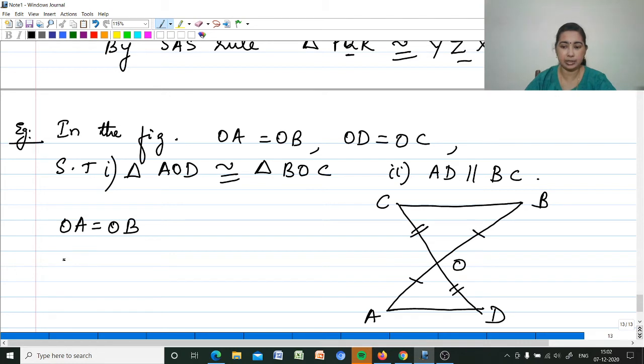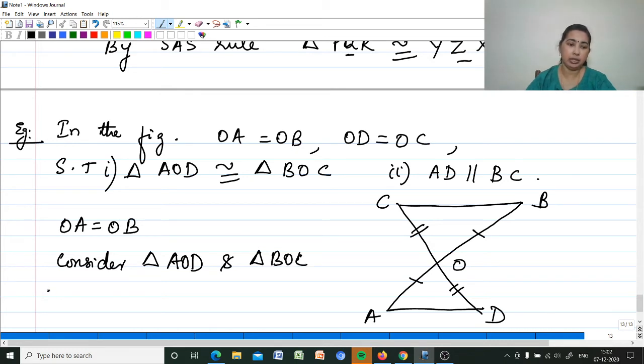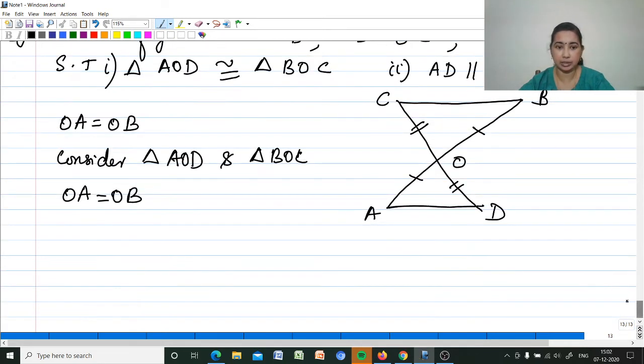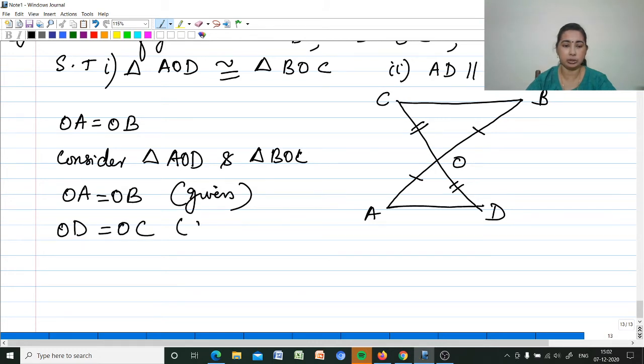We have to consider the two triangles. Which are the two triangles? Consider triangle AOD and triangle BOC. There OA is equal to OB. Why is it so? It is already given in the question. It is given that OA is equal to OB and also given that OD is equal to OC, that is also given.